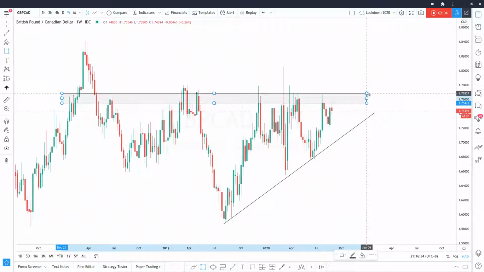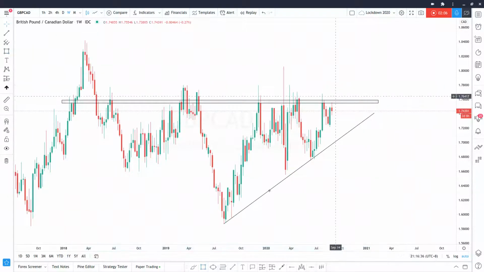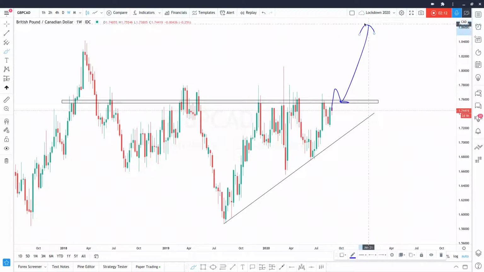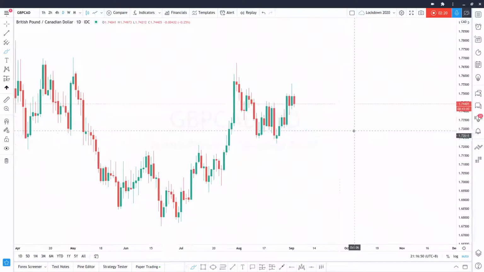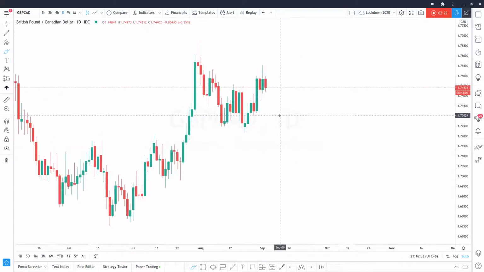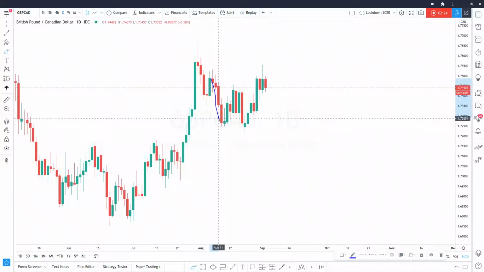Now, like I said to you on the monthly time frame, we need to see a nice break and retest of this area before we can actually take this trade to the upside. Okay, so let's go down on the 1 day time frame and have a look. On the 1 day time frame, it's quite clear that the market has made this W formation.